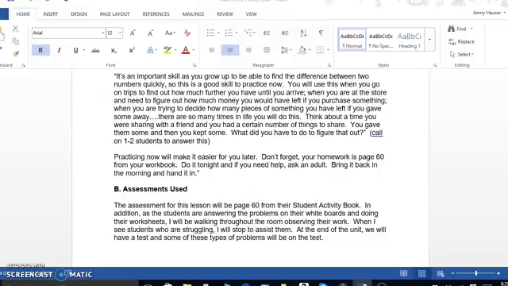The assessment for the end will be page 60 from their student activity book, and then also me studying them as they write their answers on the whiteboard to see how they do.